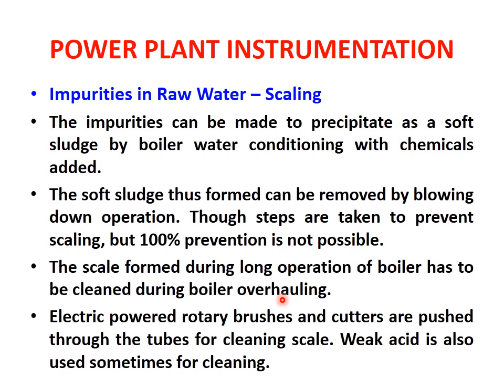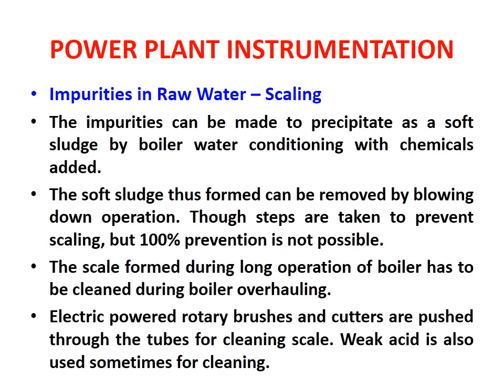So see that the scale formed during long operation of the boiler, during the overhauling of the boiler, is to be continuously cleaned so that there should not be any thick layer formation on the tubes or the inside part of the boiler. Electric powered rotary brushes and cutters are pushed through the tubes for cleaning scale whenever the boiler is not in operation, or sometimes weak acid is also used for cleaning purposes.